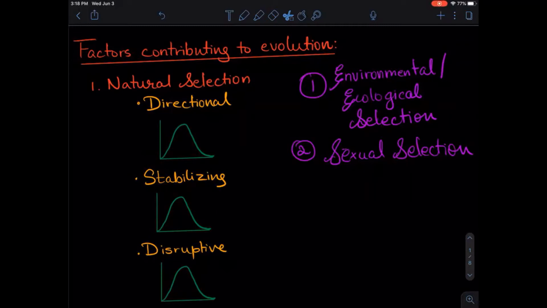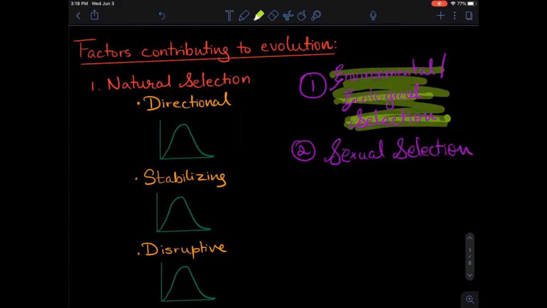So these can be primarily classified into two categories. One is environmental or ecological selection and sexual selection. In today's video, we will be primarily looking at environmental and ecological selection. So there are four major factors that contribute to this type of selection and therefore evolution.